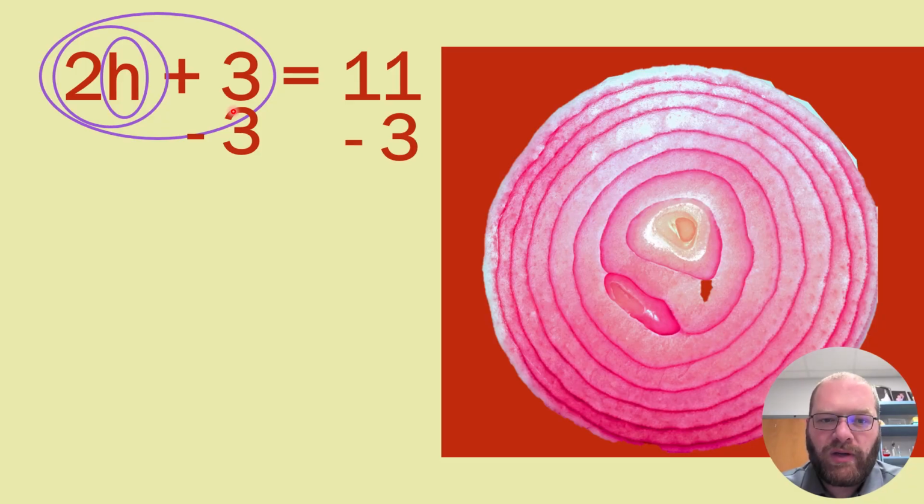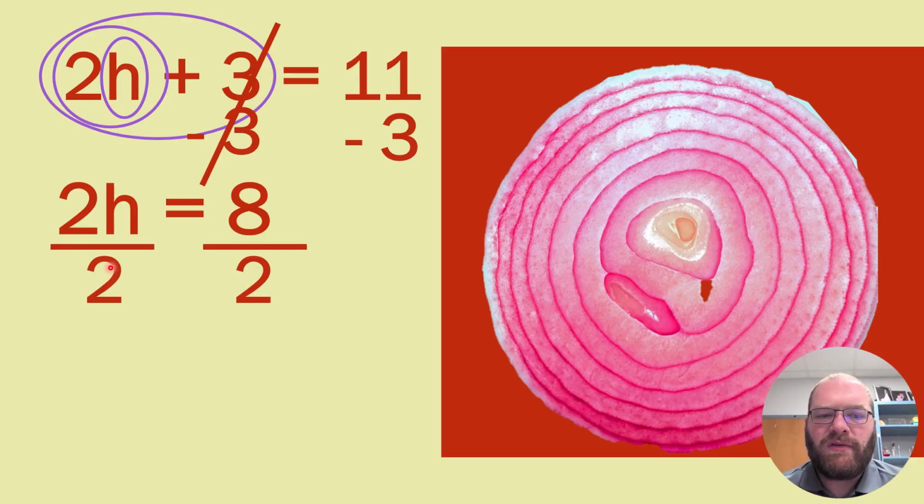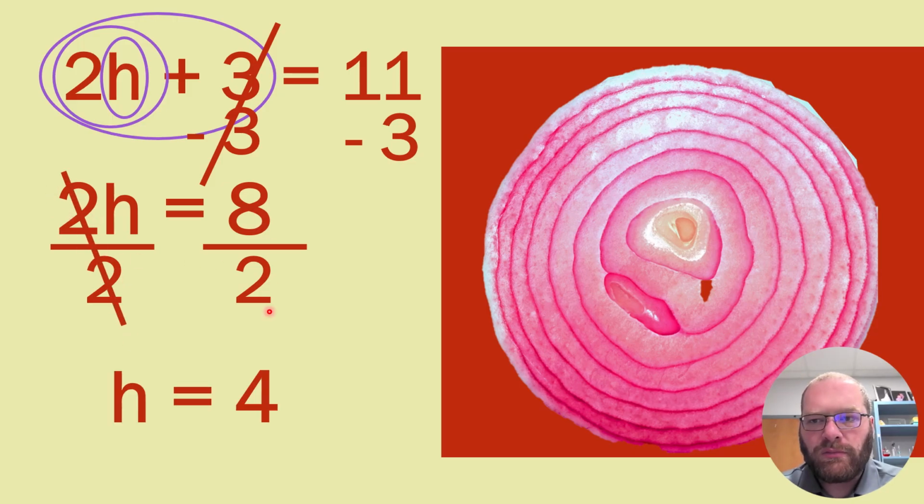Again, whatever we do to one side, we do to the other. So 3 minus 3 cancels out, and 11 minus 3 is 8. Now we're taking off that next layer, the 2, away from the h. To do that, we divide by 2. The 2 divided by 2 cancels out, that's a 1, and then 8 divided by 2 is 4.